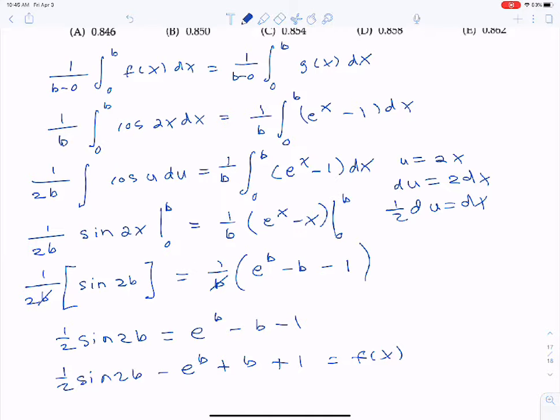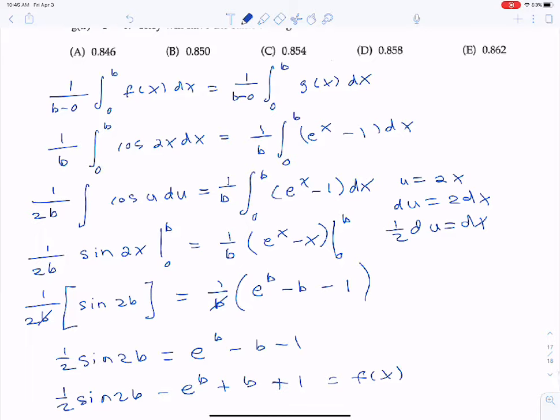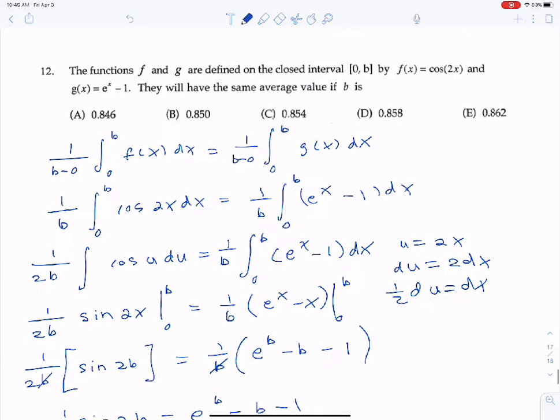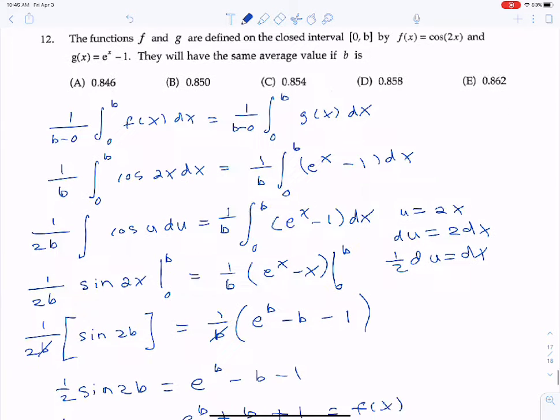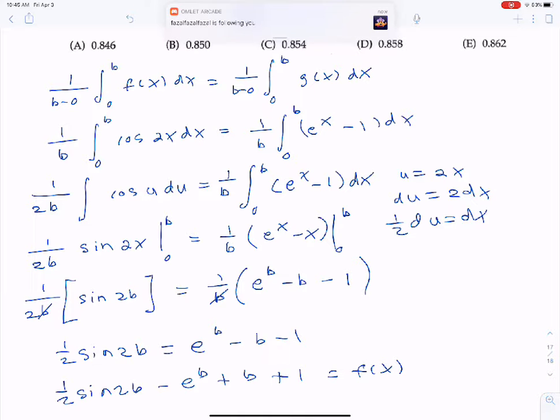Okay? So I obviously made a mistake somewhere. I'll see if I can find it really quickly, just while I'm flying through here. So that is correct. Second line, 1 over b, 0 to b. Substitution is correct. That looks good. Our u substitution was correct. That looks good. 1 over 2b, sine of 2x. That is correct, because that becomes sine of u.